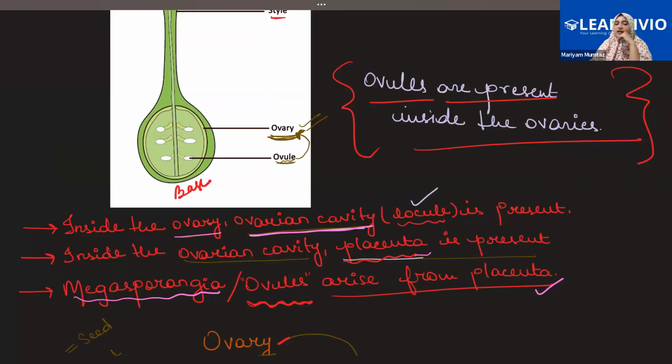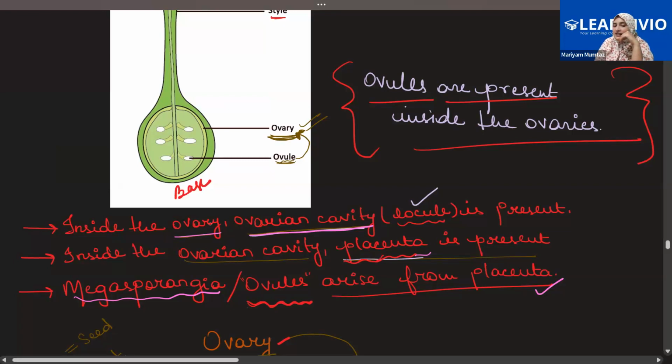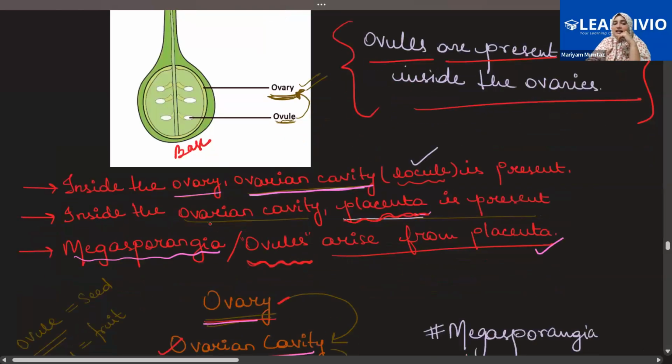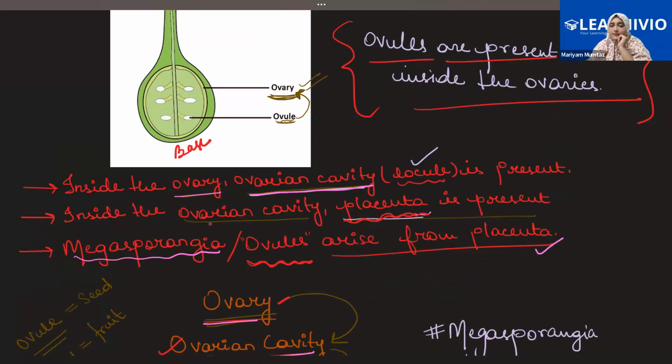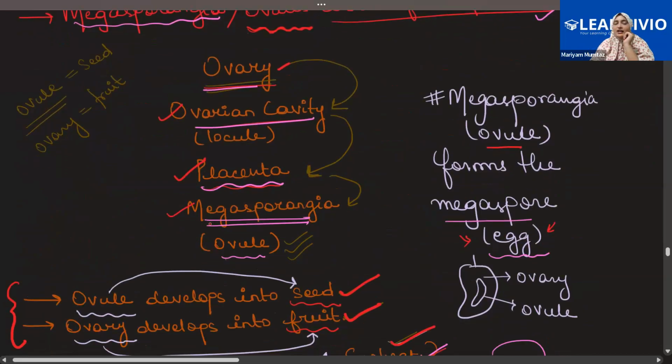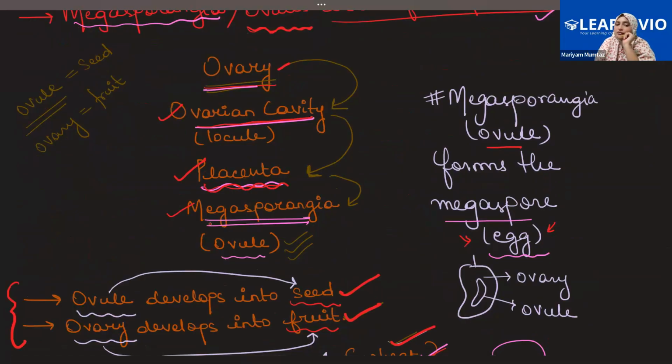But before that, remember that the ovarian cavity is present. Inside the ovarian cavity, the placenta will be present, the placenta of the plant. And then the ovules arise from the placenta, meaning the placenta gives rise to the ovules. So in a nutshell, inside the ovary, the ovarian cavity is there. Inside the ovarian cavity, the placenta is situated, and from the placenta, the ovule arises. The other name for the ovule can also be megasporangium. Just like how we had microsporangia giving rise to microspores, in the same way the megasporangium will give rise to the megaspore, which is the egg.